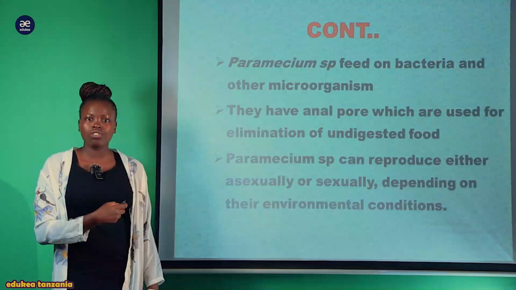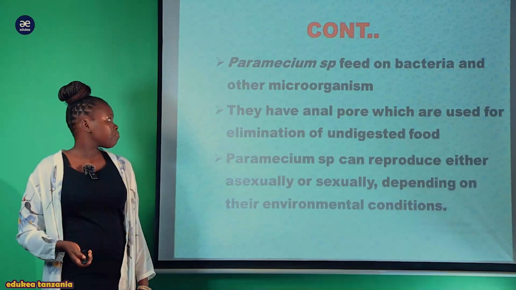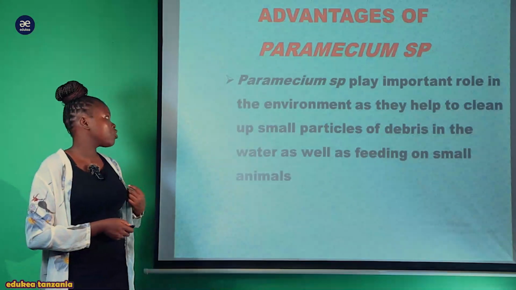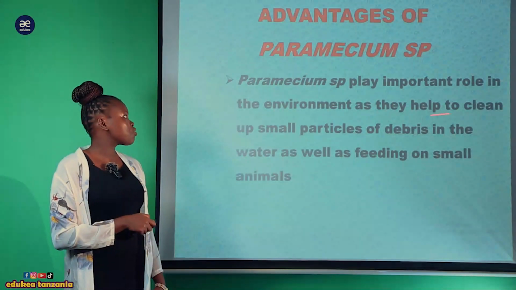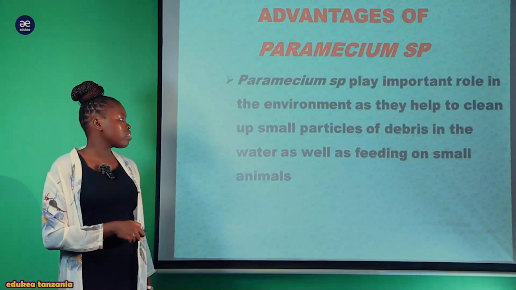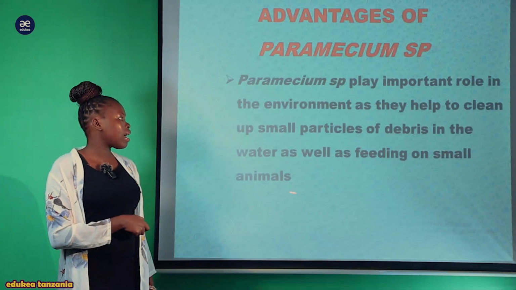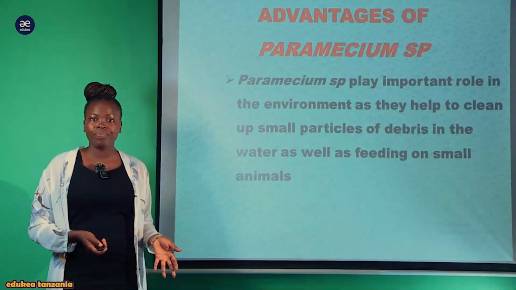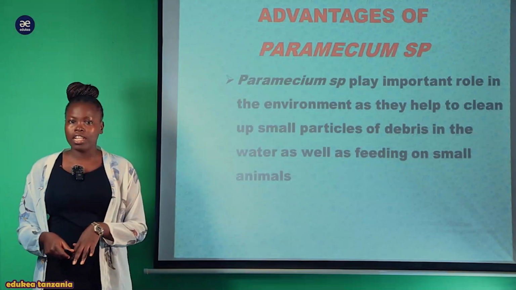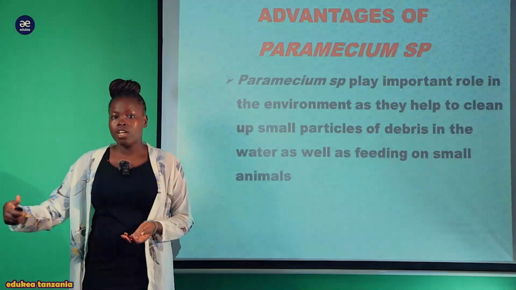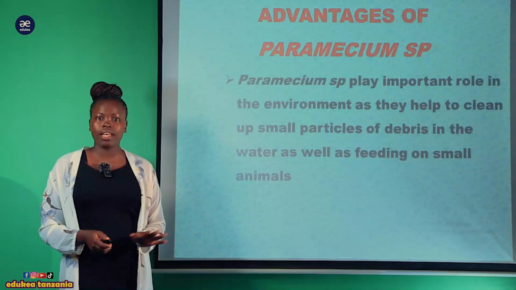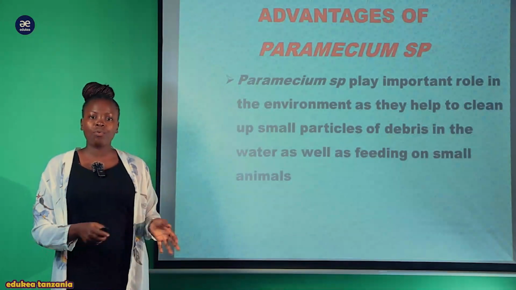Now, what are the advantages of paramecium species? The paramecium species play an important role in the environment as they help to clean up small particles of debris in water as well as feeding on small animals. The paramecium are heterotrophs, meaning that they tend to feed on other bacteria and other microorganisms which might be infectious to other living things. So this is one of the advantages. Also, they are important in the recycling of the unwanted material, unwanted debris. Hivyo wako wanasaidia katika cleaning of the environment.